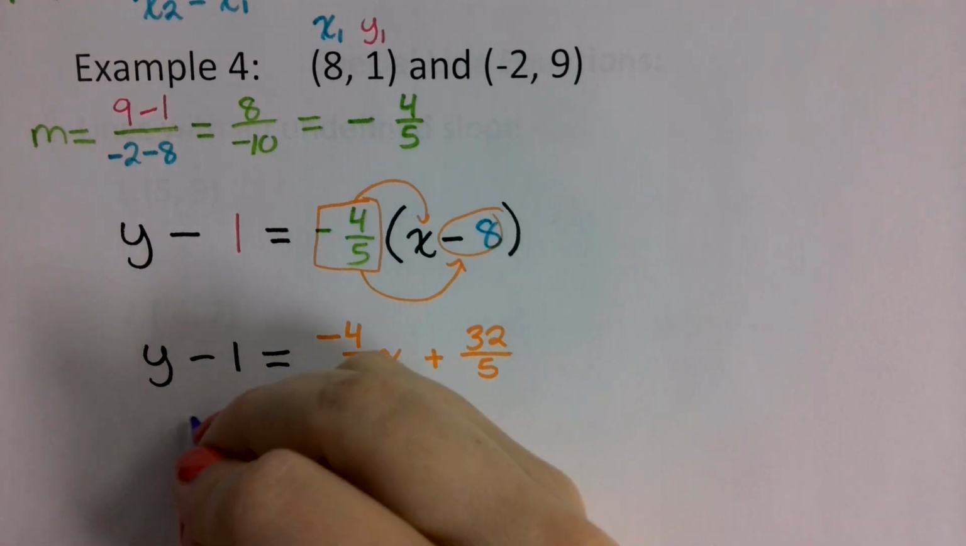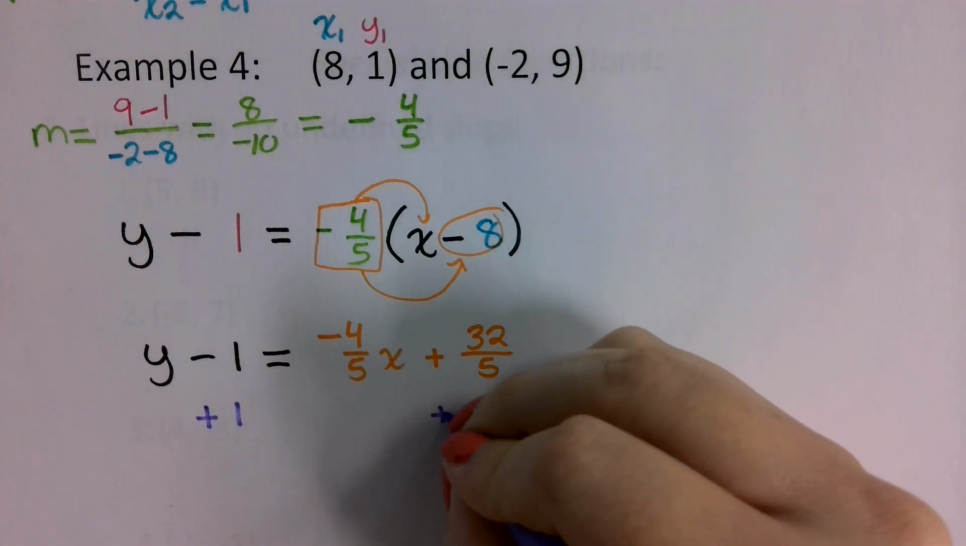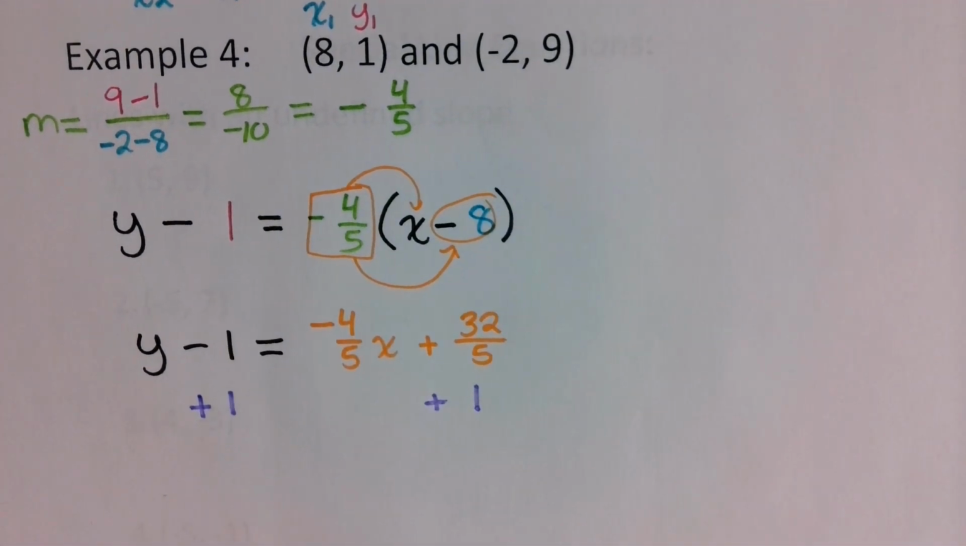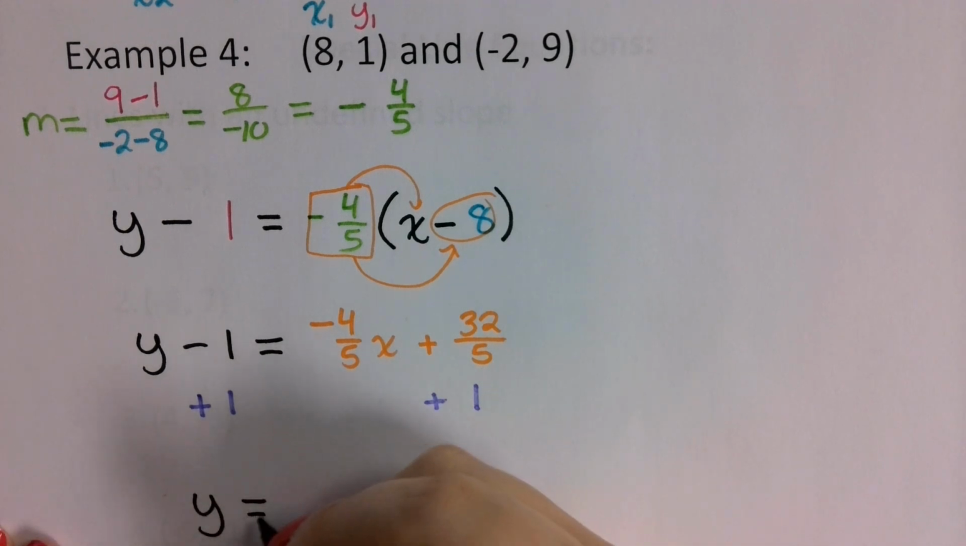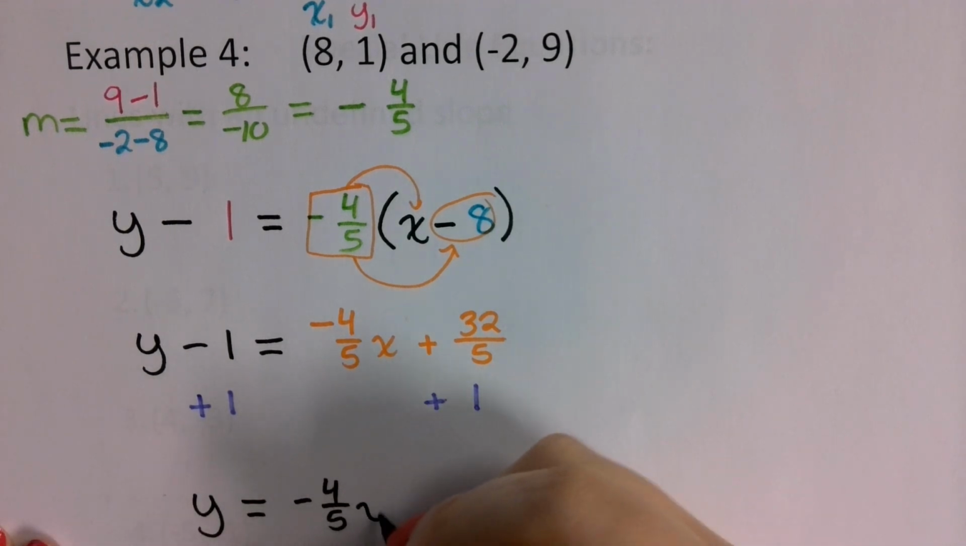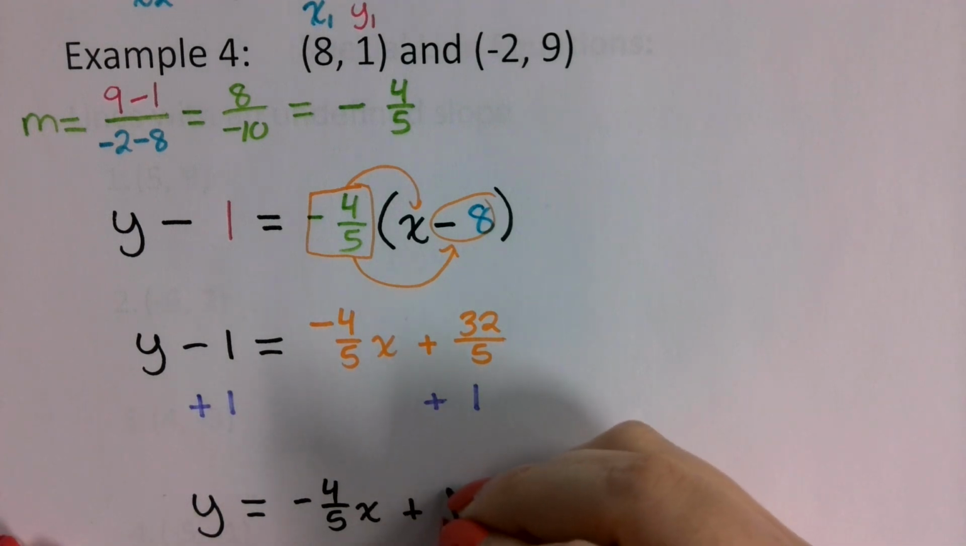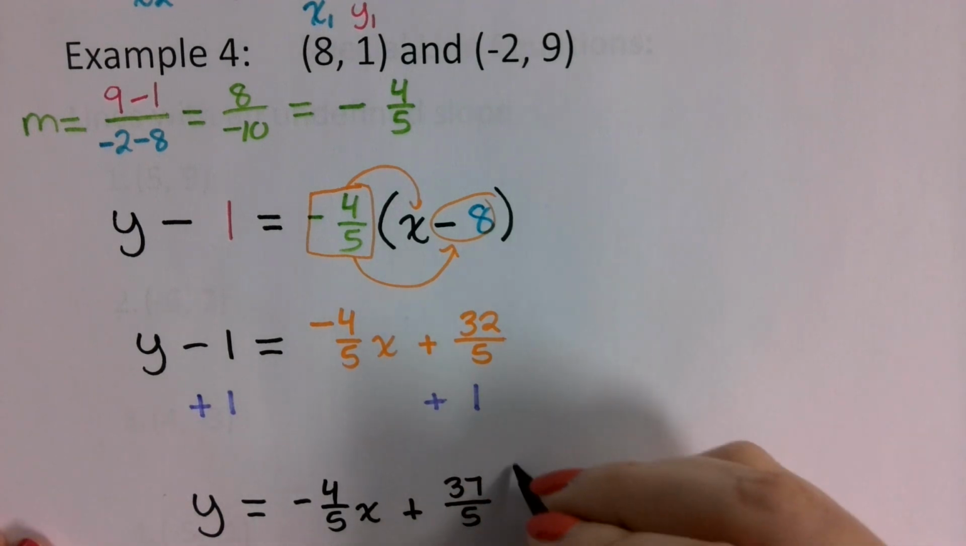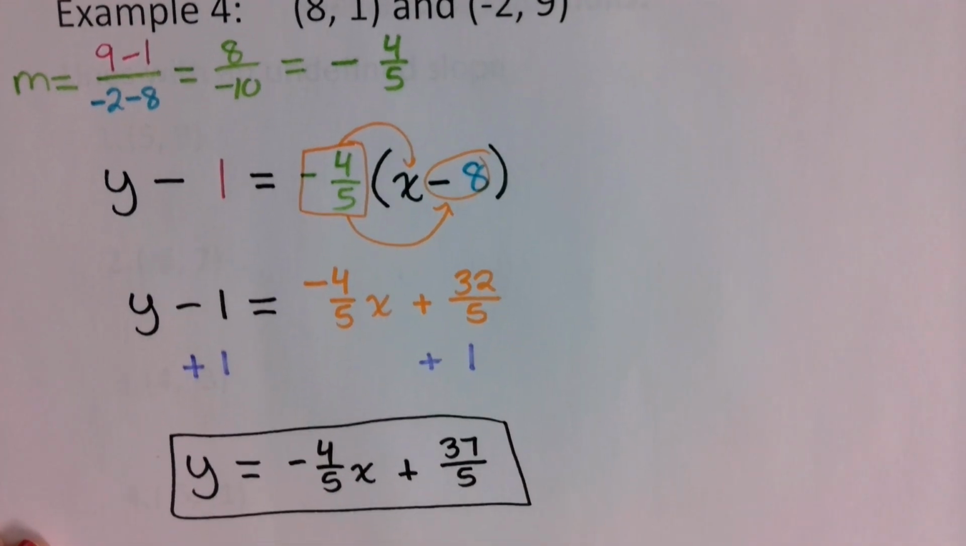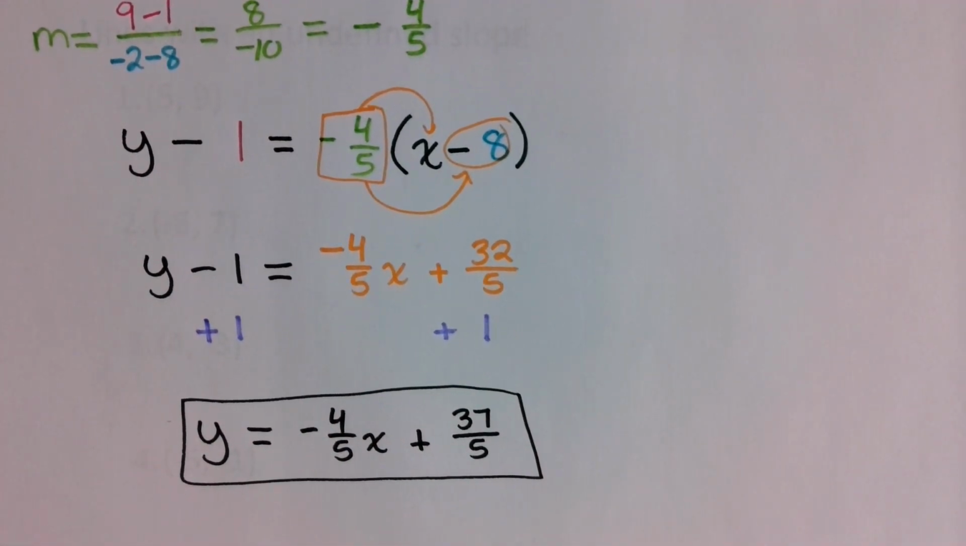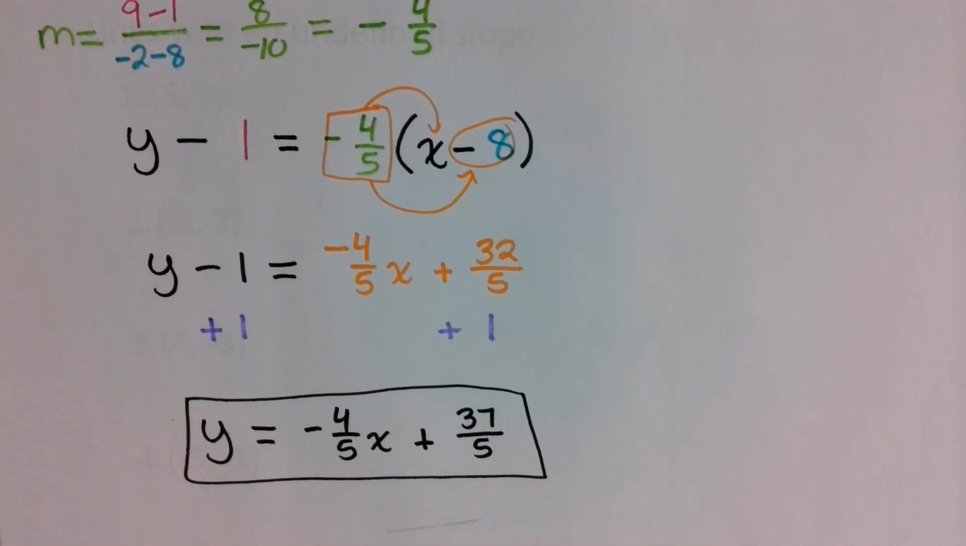The last thing I need to do is add a positive 1 to both sides. And I'll get y is equal to negative 4/5 x plus 37 over 5. And it doesn't matter if you chose the other point, you would still get the same exact simplified slope-intercept form. Your point slope form would look different, but your slope-intercept form would simplify to the same thing. Go ahead and do example number 5.